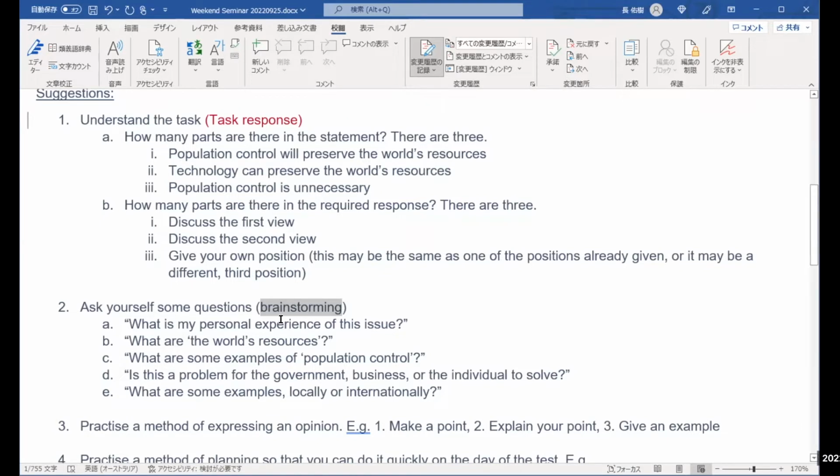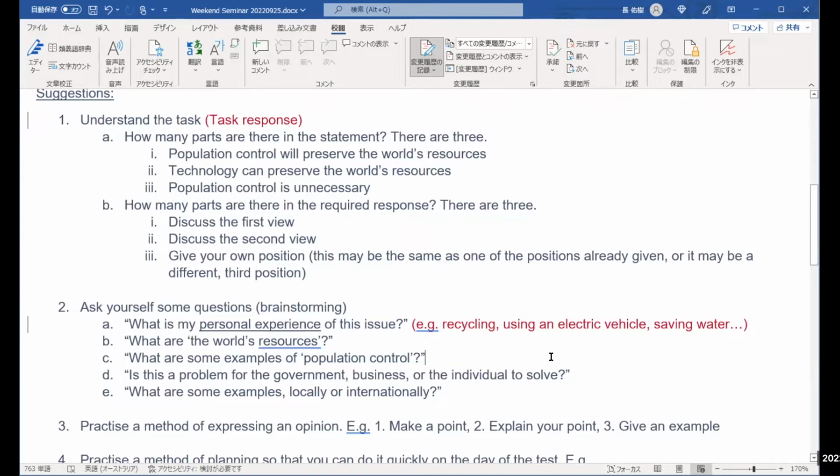Well, what is my experience of this issue? So, in other words, what is my experience of preserving resources? Do I have long showers, for example, or do I make sure that I conserve water? Am I conscious of recycling? Am I trying to use an electric car instead of a petrol car? All of these things are trying to make the whole issue a personal one. And if you do that, you will have a lot of ideas because it will mean something to you.